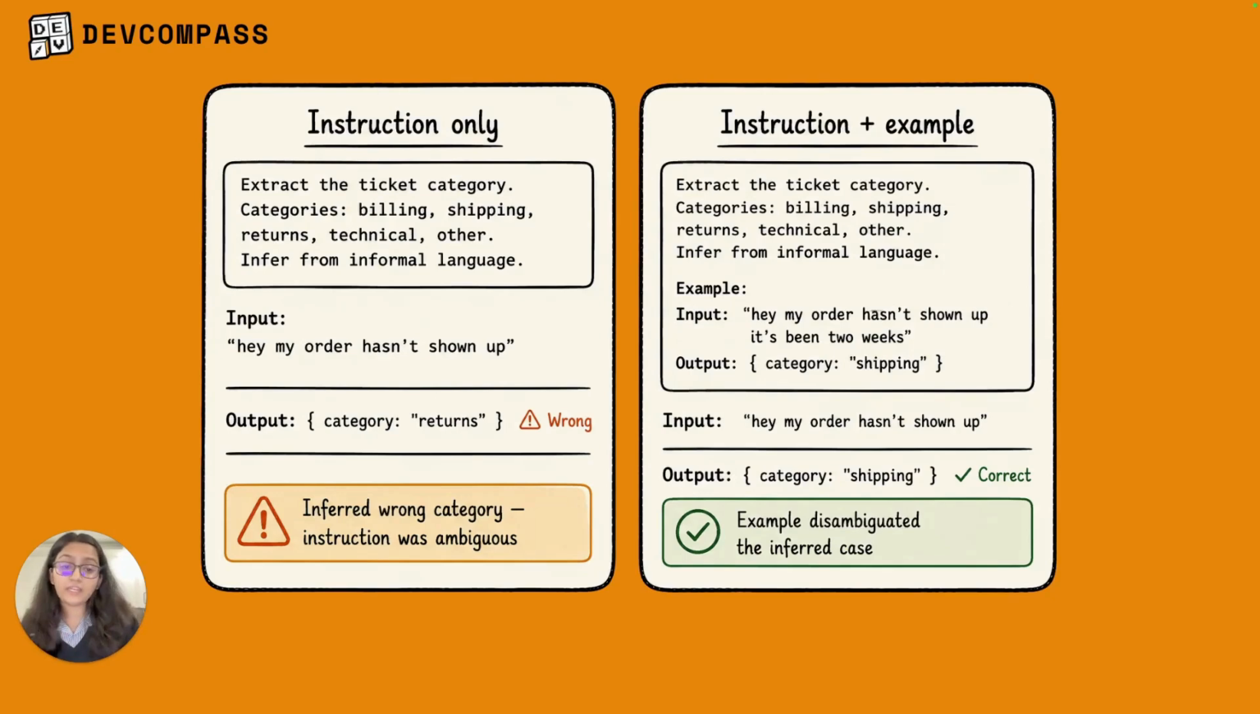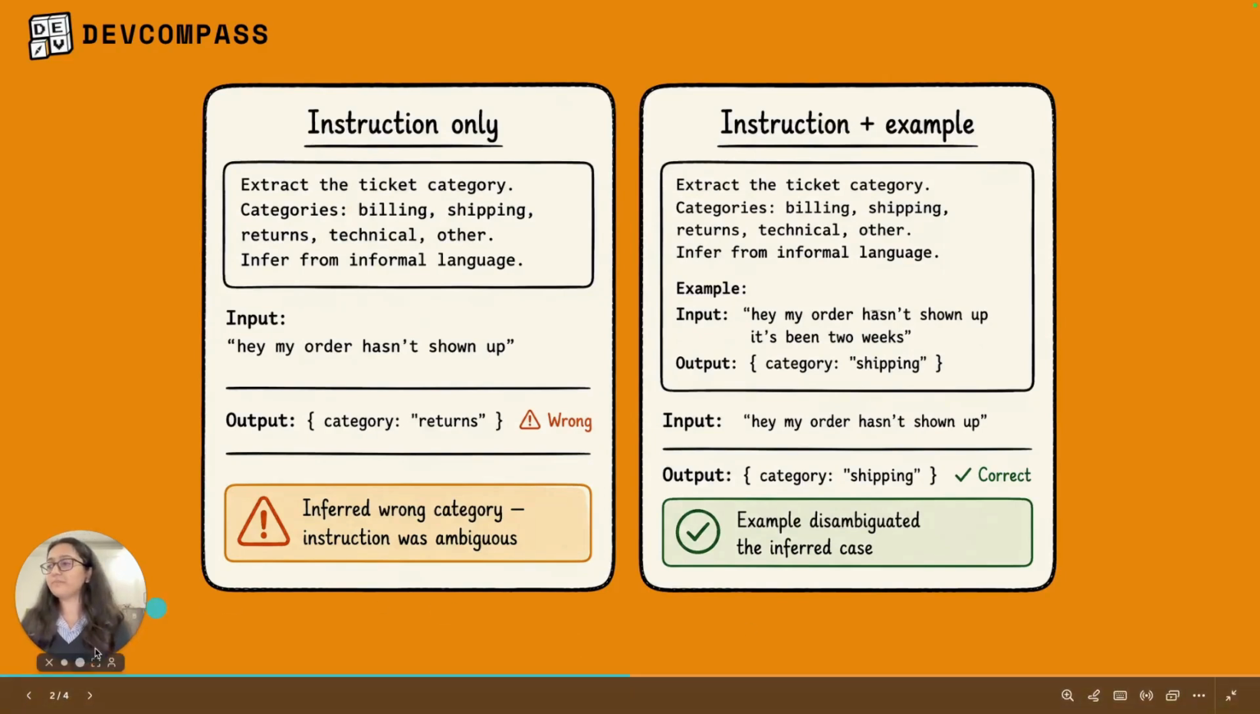So one targeted example is worth 3 conditional sentences in the instruction. When you find yourself writing "in cases like X do Y" repeatedly, please stop. Just write an example instead and see the magic.